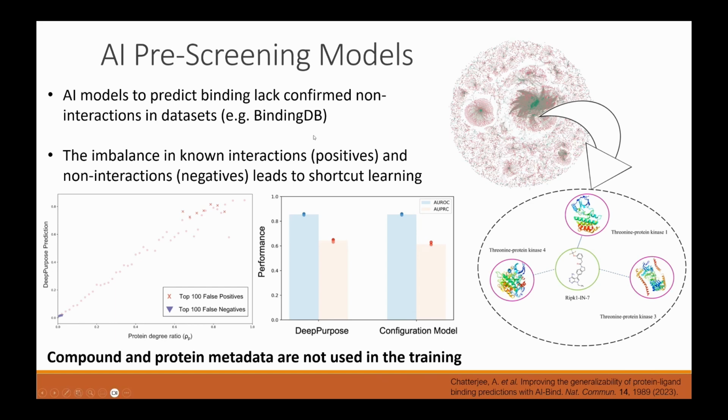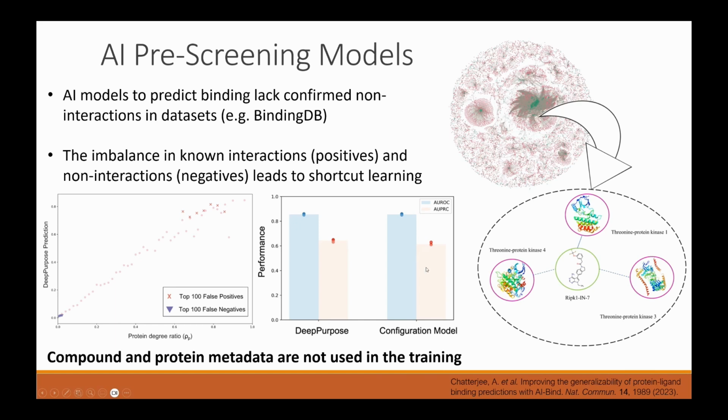And to try to prove this, what we did was we built a network of CPI data where the nodes are the proteins and the compounds over here, and the links are the confirmed interactions between them. And using this network, we were able to build a configuration model that just uses the properties of the network and tries to predict CPI from just the network.